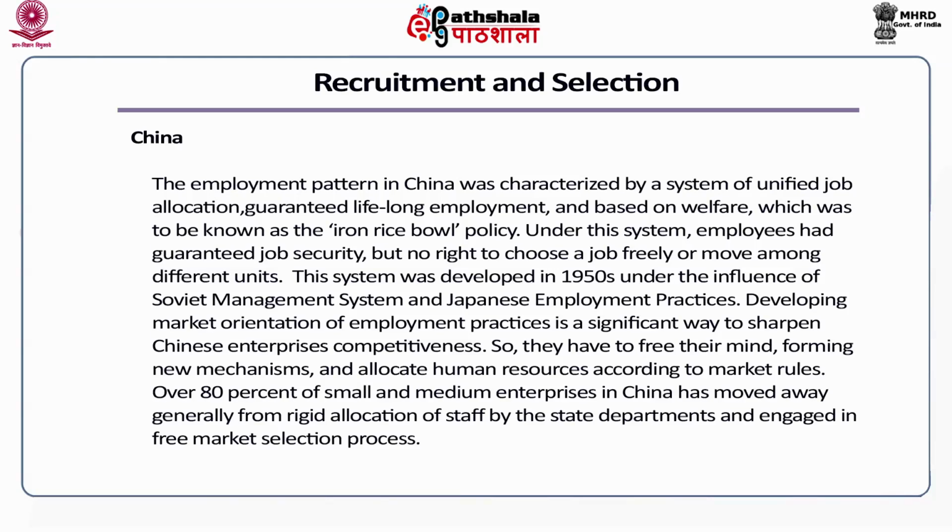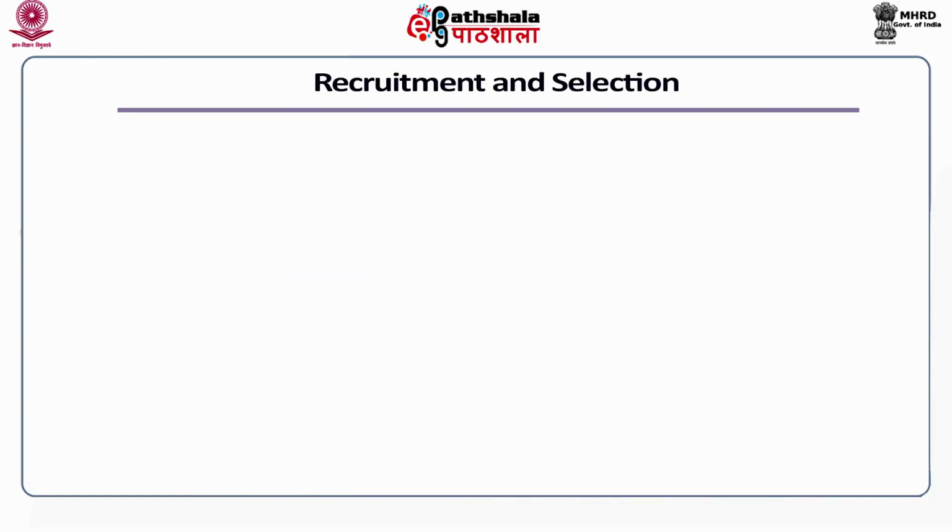Developing market orientation of employment practices is a significant way to sharpen Chinese enterprise competitiveness. So, they have to free their minds, form new mechanisms and allocate human resources according to market rules. Over 80% of small and medium enterprises in China have moved away generally from rigid allocation of staff by the state departments and engaged in a free market selection process.